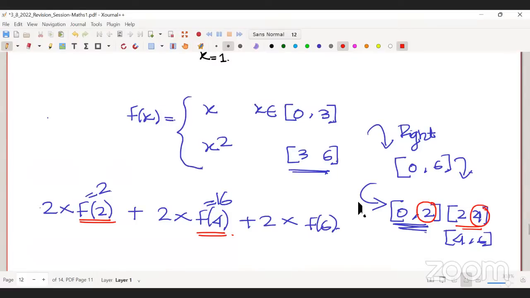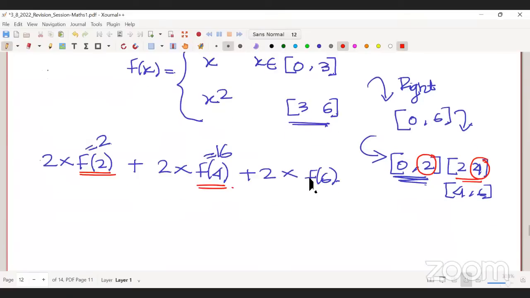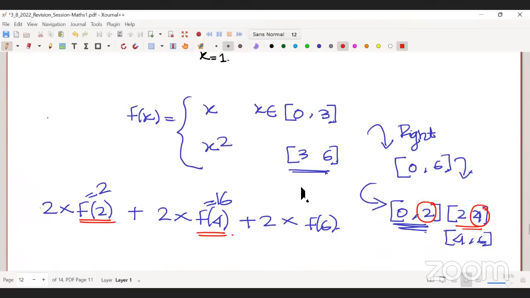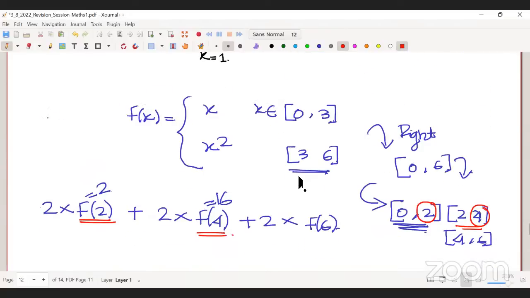I was explaining the last steps only, that is what I am asking for. Which one? This example, this x square. So this is actually what we were doing. We are trying to find the right Riemann sum of this function on this interval 0, 6.